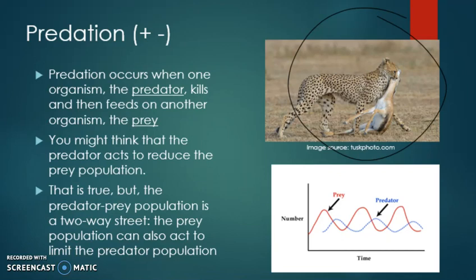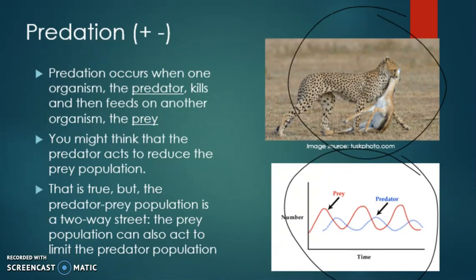And I say here that you might think that the predator always acts to reduce the prey population, but it's actually a two-way street because they depend upon each other. So if you look at the graph, you can see that when the prey population is high, the predator is actually low for a while, but then it rises up, and they kind of are staggered on the graph, okay? So the peak of the predator is not always the peak of the prey. They depend on each other, and one goes up after the other one goes up, okay? That's predation, pretty simple.